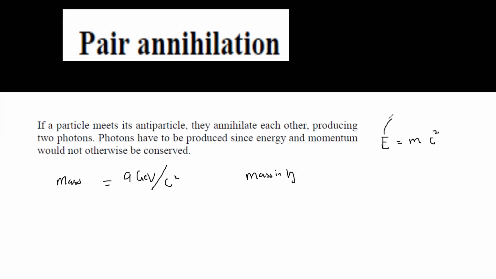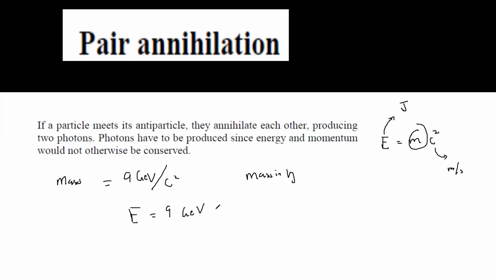So we need the energy in joules and the speed in meter per second. When we have speed in meter per second and energy in joules, we will get the mass in kilogram. As we discussed, if the mass is given as 9 giga electron volt, it means how much energy it will release. It will release the energy of 9 giga electron volt.